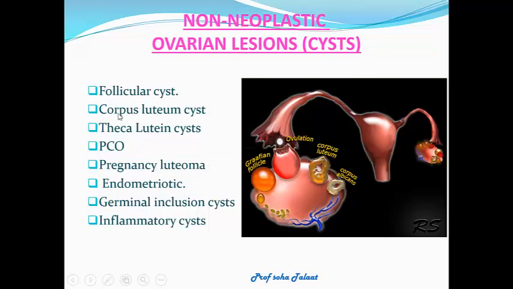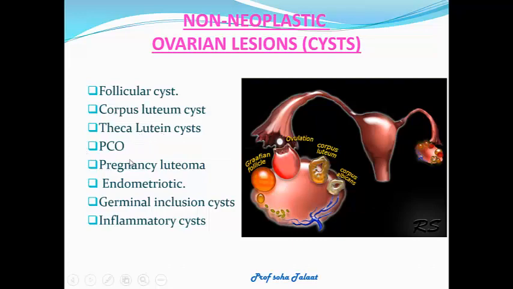Or there may be persistent corpus luteum cyst. Corpus luteum cyst may still be persistent even during pregnancy or without pregnancy. So we say that this is corpus luteum cyst. Theca lutein cysts occur also when there is increased stimulation or hyperstimulation, like in gestational trophoblastic disease, patients taking induction, or with the twin pregnancy, for example.